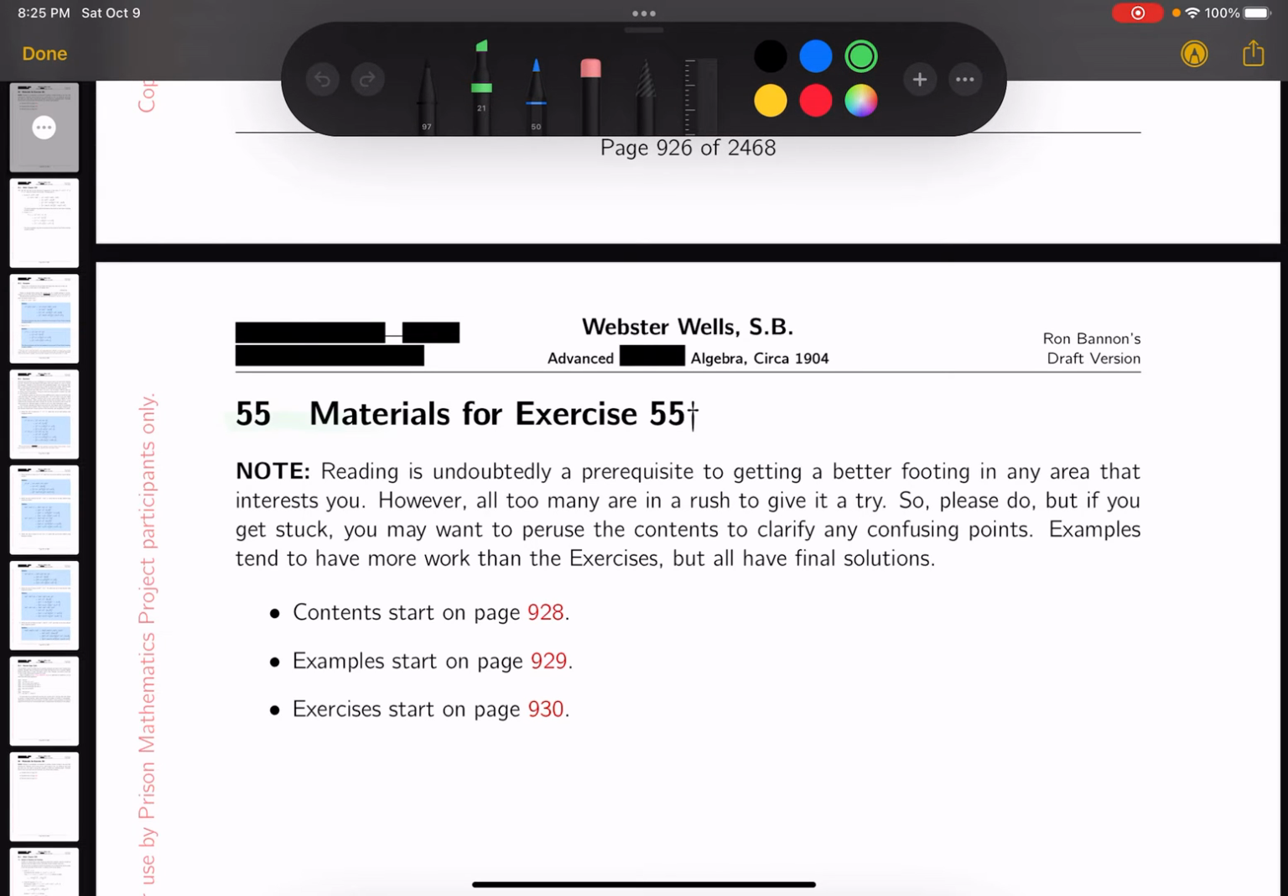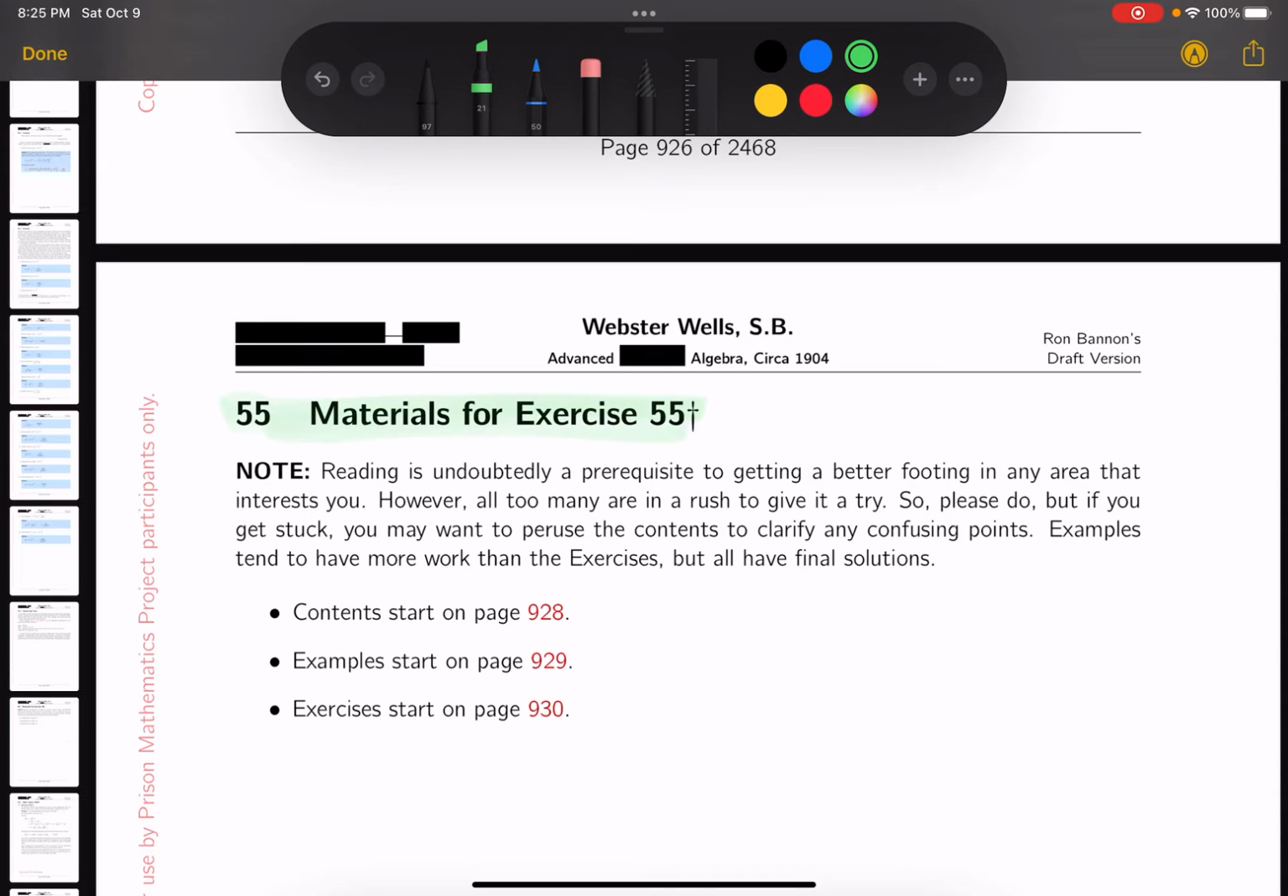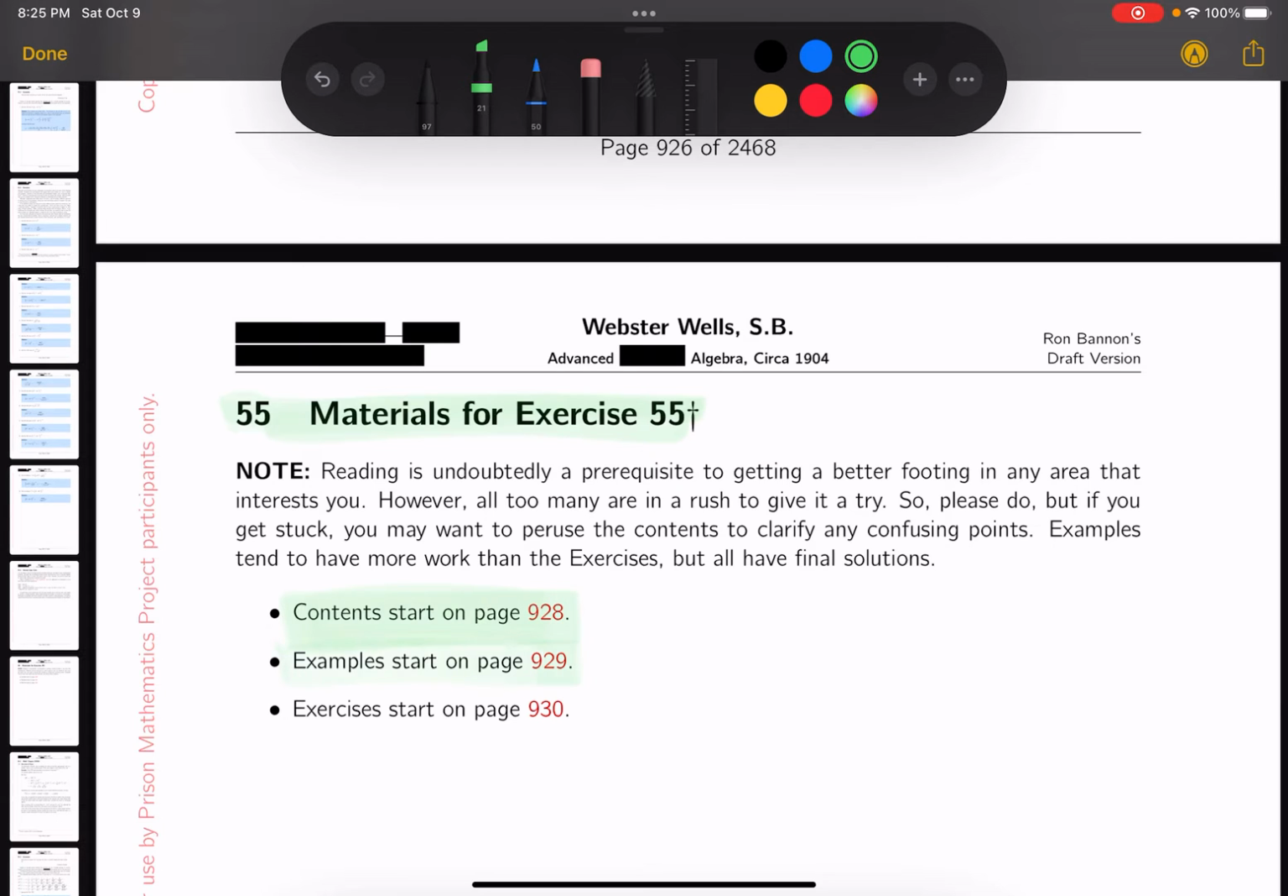Okay, we're in section 55 now. It's a short section. Again, you're expected to read the contents. You're expected to understand the examples that are presented in the contents, and I'll go through those in this video. And then you're going to work on the exercises, and hopefully you're going to see a relationship between the exercises and the contents and the examples that are covered.